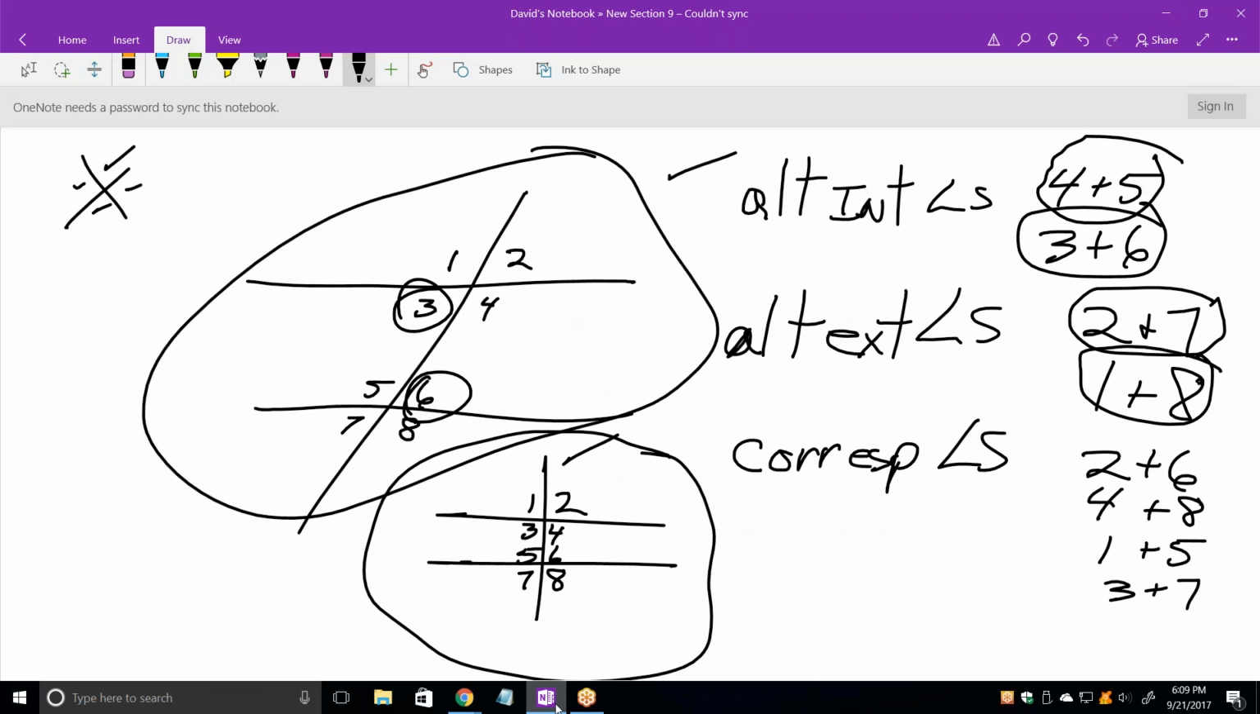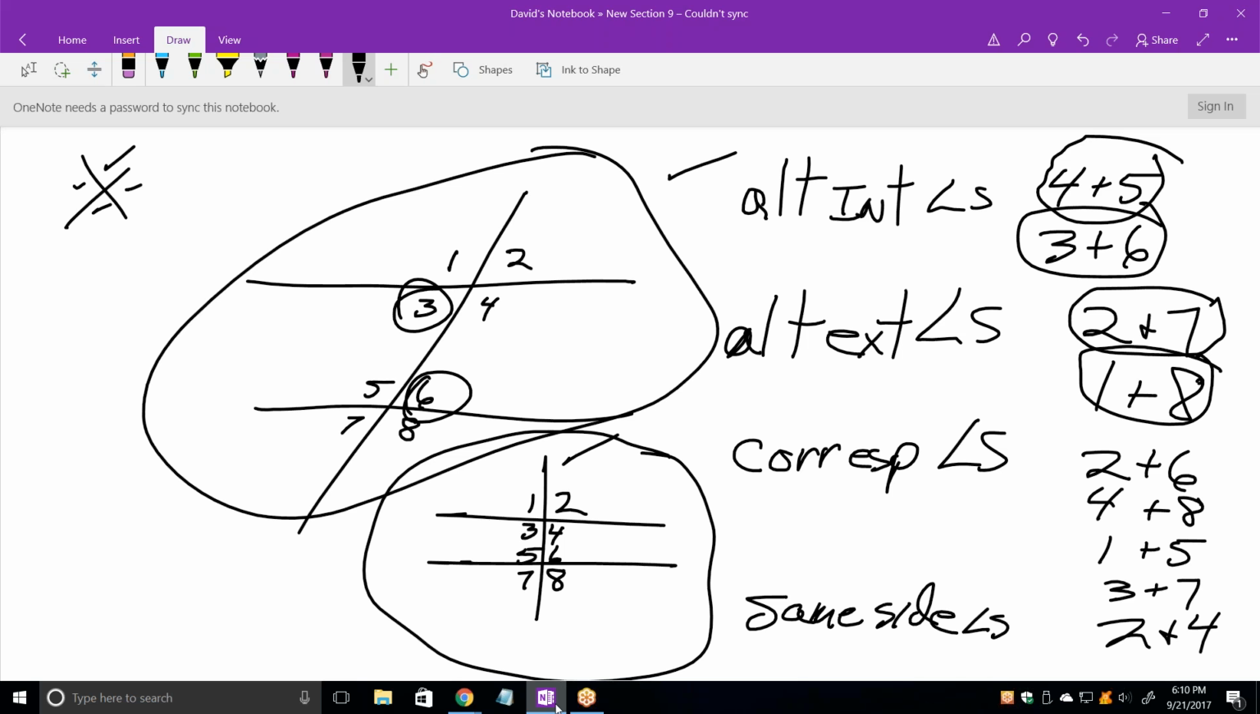Tell me same side. Give me a set of same side angles. 2 and 4? Yes. They're supplementary. We knew that because they're, what is it called? Linear angles. They're a linear pair. Same reason 1 and 2 are supplementary.